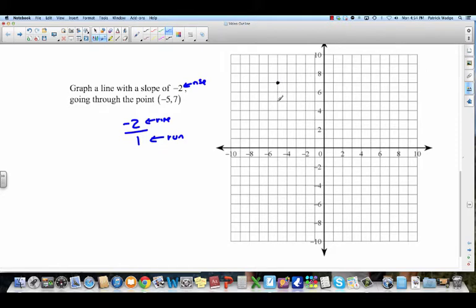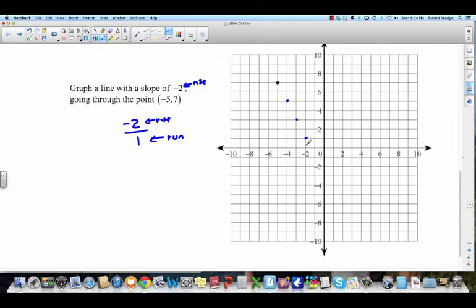Now if you look at the 1, it doesn't say -1, it says +1. So we're going to run 1 to the right. There you go. There's another point. -4, 5. Let's do it again. Down 2, that's rising -2, and run 1. You could keep doing this and doing this.